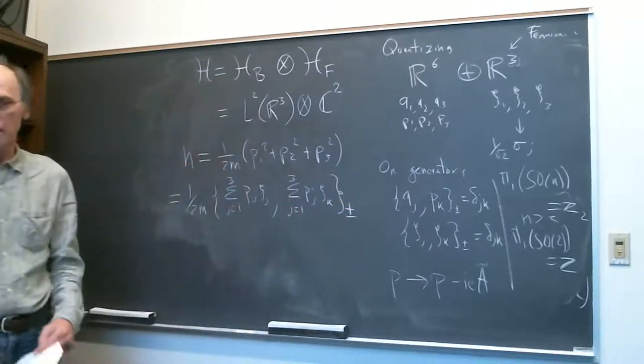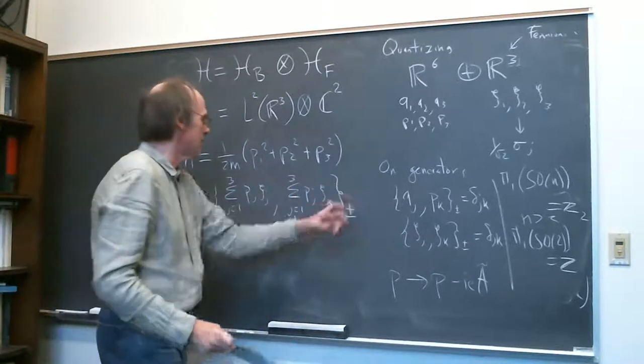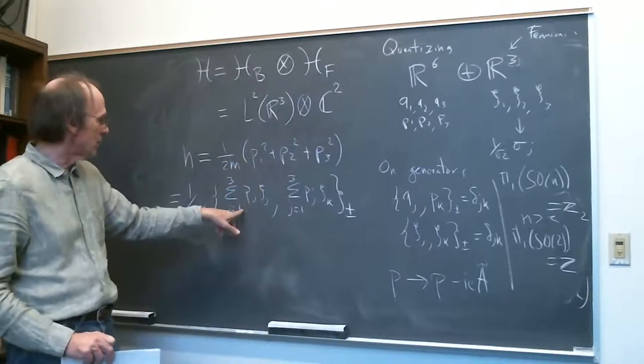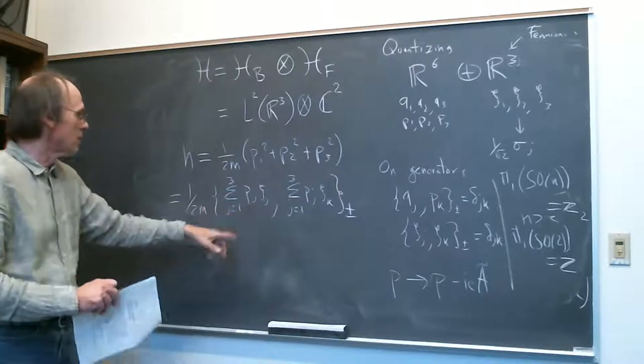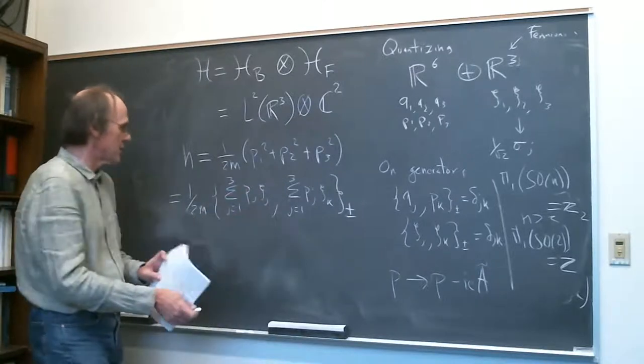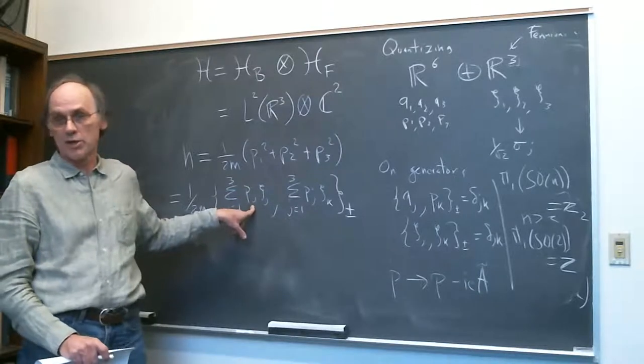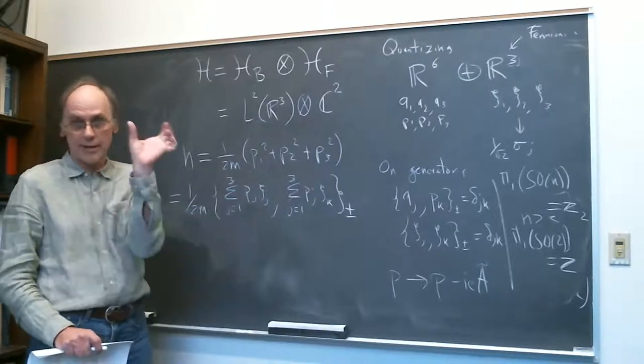Okay, so one way of saying it is that you can break this down into something simpler by just looking at the gadget you get by taking p1 times psi 1 plus p2 times psi 2 plus p3 times psi 3. Take that gadget.